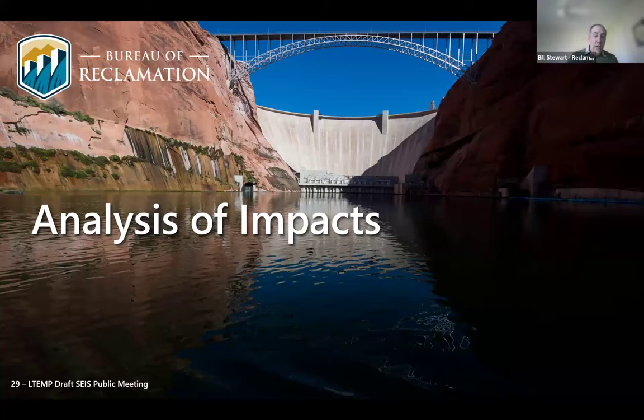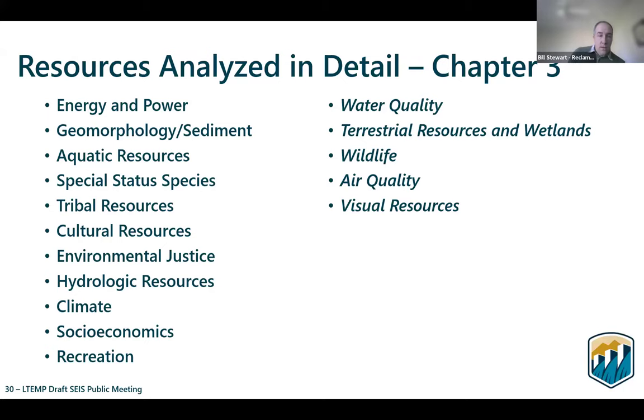So now I'm going to move on to talk briefly about the analysis of impacts. Again, this will just be kind of a high-level overview. I would certainly recommend going into the document for details on the analysis of the impacts. Next slide. So this all can be found in chapter 3 of the EIS.